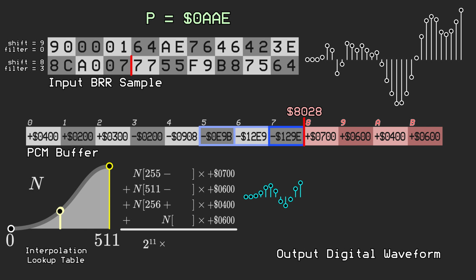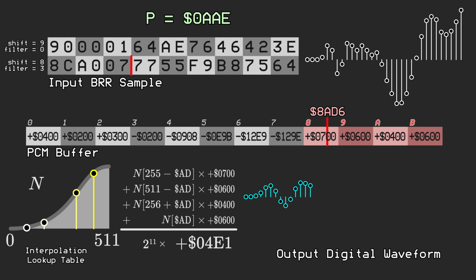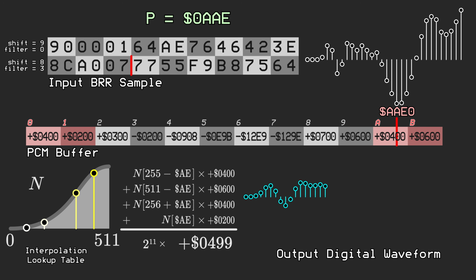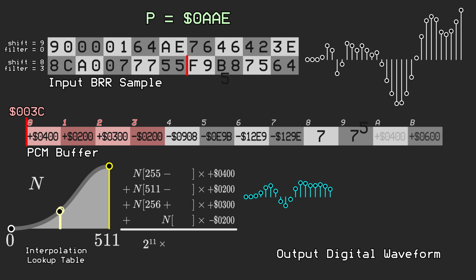And so the cycle continues. Keep marching through the buffer at a rate equal to the current pitch value, which can be changed at any time, and piping in new samples as needed. The DSP also has a pitch modulation feature, which takes the output waveform values in this step and treats them as the pitch values for a subsequent voice. We'll look at that more in a later video. For now, I'll let this animation finish playing out.